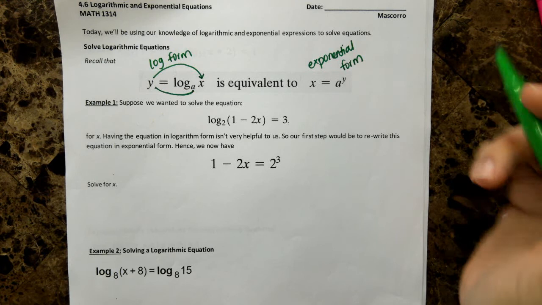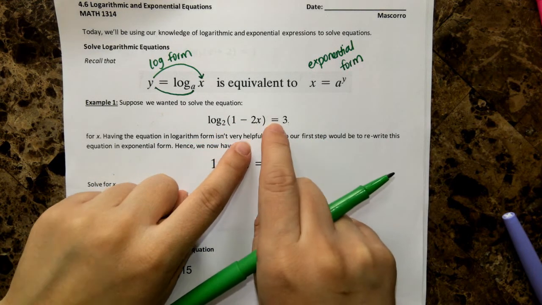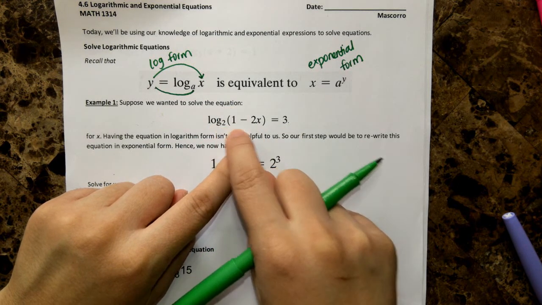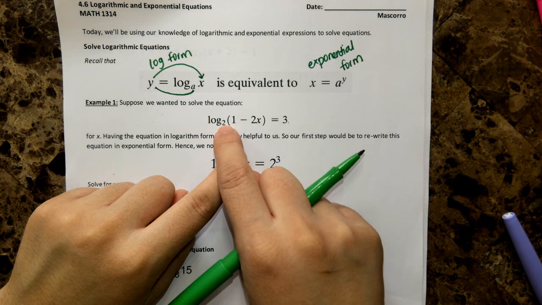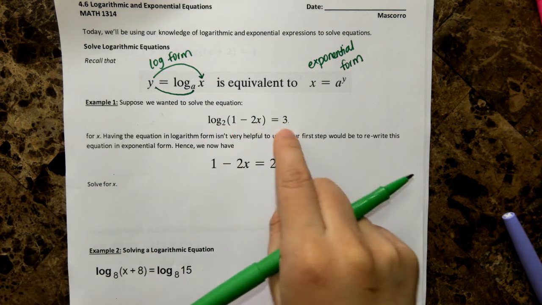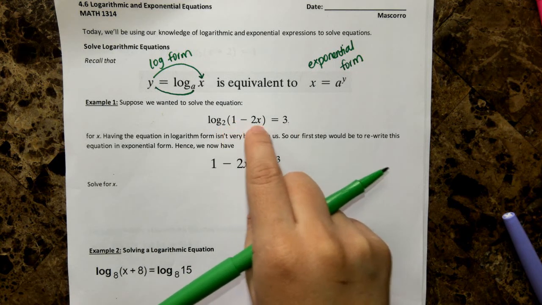So let's go ahead and do an example. Let's say that we started with the equation. Anytime you have an equal sign, you have something equals something else. That's called an equation. And you want to solve for x. Log base 2 of 1 minus 2x equals 3. Now remember what this is asking. This is asking 2 to the third power is equal to 1 minus 2x.